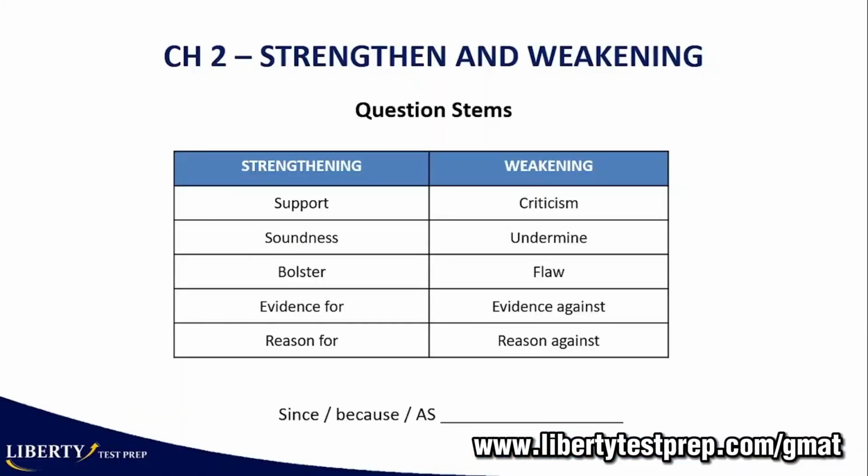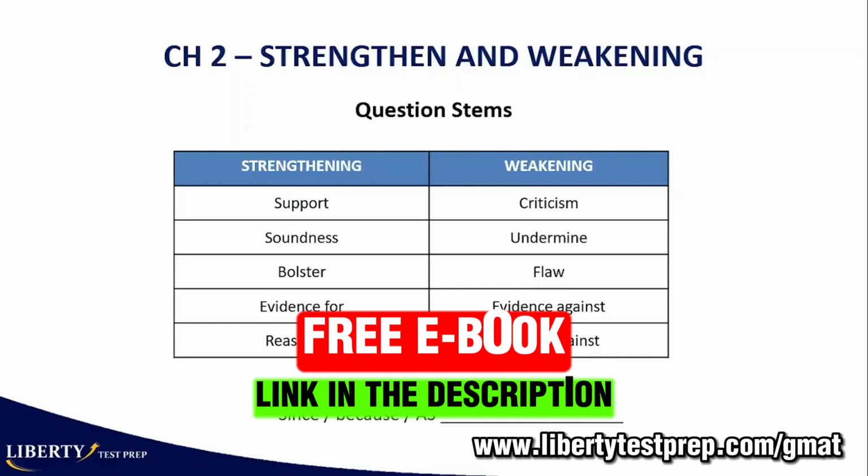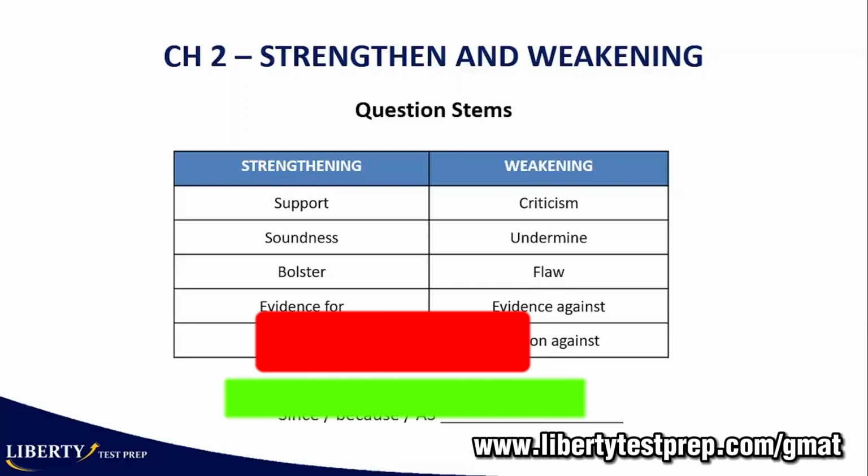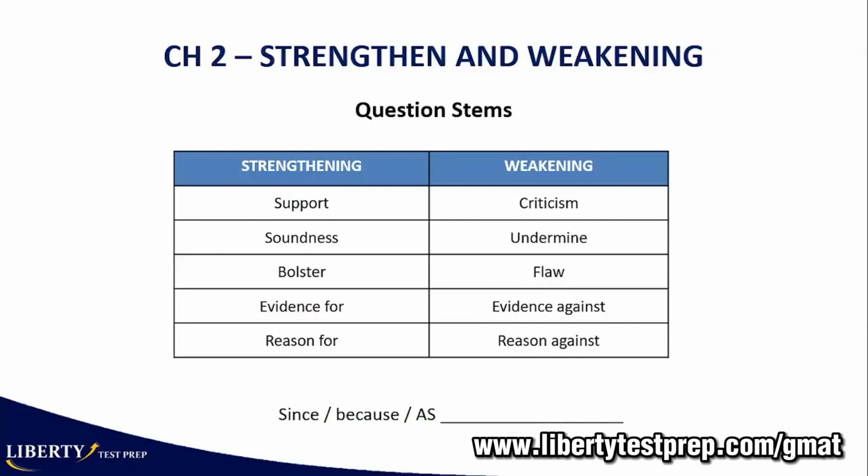So now here we have chapter number 2, strengthening and weakening. As we already mentioned in the introduction, these are the most common types of questions you're going to find in critical reasoning. Those are two different types of questions. One is the one that is going to ask you to strengthen the conclusion, and the other one is the one that is going to ask you to weaken the conclusion. But basically, there are two sides of the same coin. So you are going to use the same type of theory in order to answer these questions.